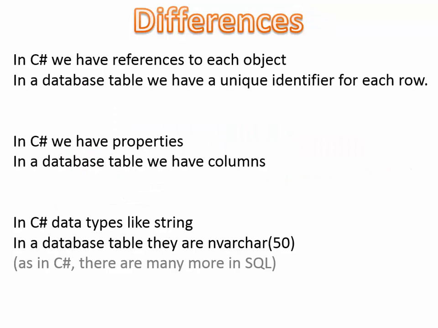So there are differences between our C# program and our SQL database. For example, C# has a reference to each object, while in a database we have tables with unique identifiers to each row. In C# we have properties, in the database table we have columns, and in C# we have types like a string. In databases they will be called nvarchar, and in this case it's 50, which is telling me that there can be a maximum of 50 characters in this. And in C# there are many more variable types, just like in SQL.